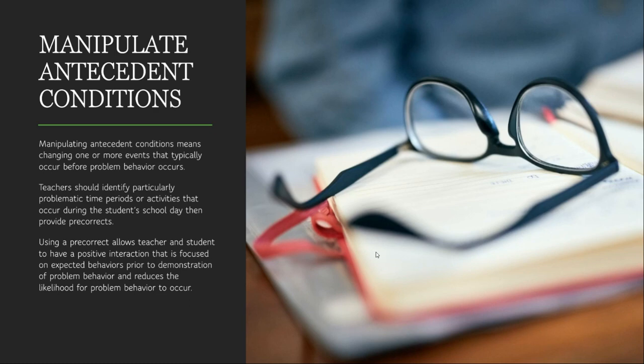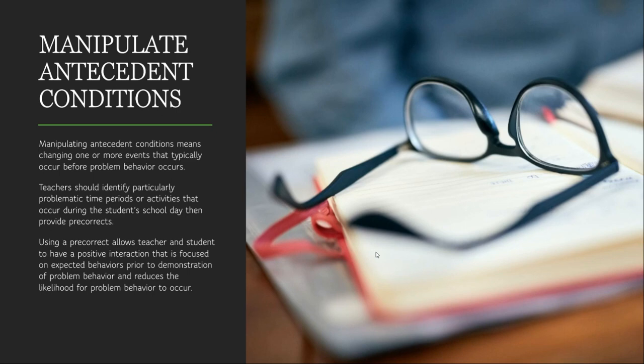So that teacher or that staff member is going to change one of the things that happen before the behavior occurs. The teacher should identify particularly problematic time periods or activities that occur during the student's school day, then provide those pre-corrects or those cues to help the students know to demonstrate that behavior.